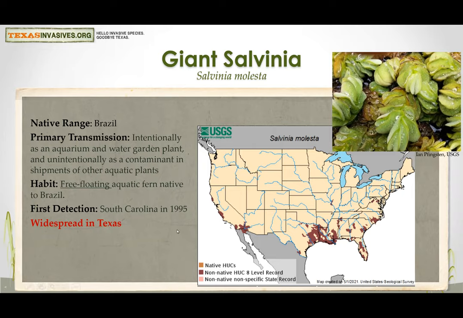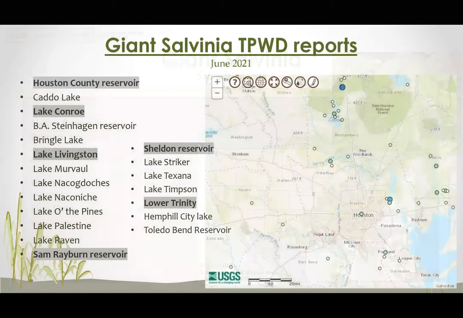and detection. So it was first found in South Carolina in 1995. This map is from the USGS non-indigenous aquatic species website. We'll see these maps quite a few times. As you can see, it's widespread throughout our area of Texas. And then here's a close-up for Houston, and up here we have Montgomery and Lake Conroe. So it is noted in Lake Conroe.